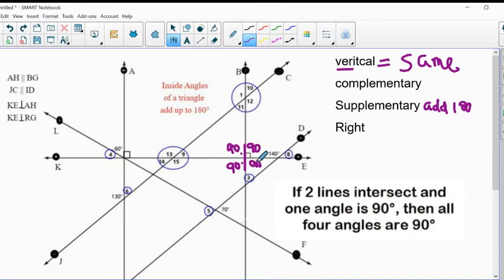Whenever we have a corner or an intersection of two lines and one of the angles is 90 degrees, then all of the angles are 90 degrees. That happens in this corner, and it happens over in this corner, where all the missing angles are 90 degrees.